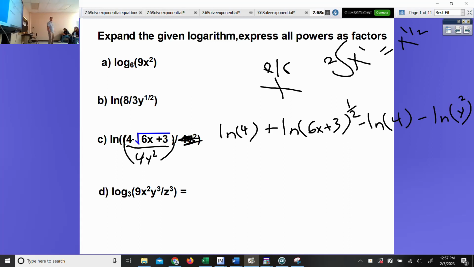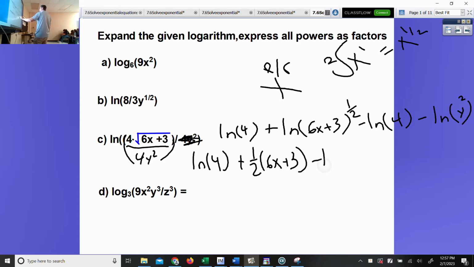I see an exponent of 1/2. Where does it belong, Eva? In the front. Natural log of 4 plus 1/2 the natural log of 6x plus 3. Take away a natural log of 4. And I'm at the last one and I see a square. Where's that 2 belong, Greg? I'm looking at this guy right here. Where's that little 2 belong? In front. Minus 2 natural logs of y.